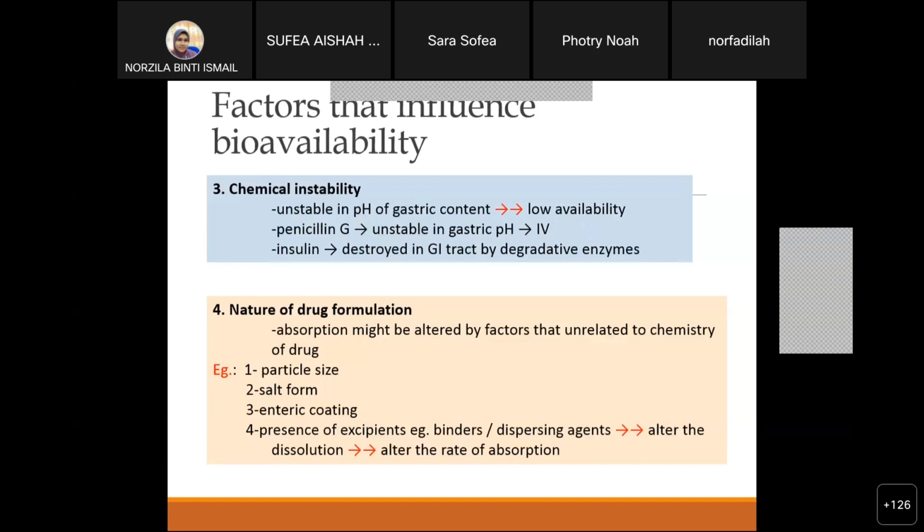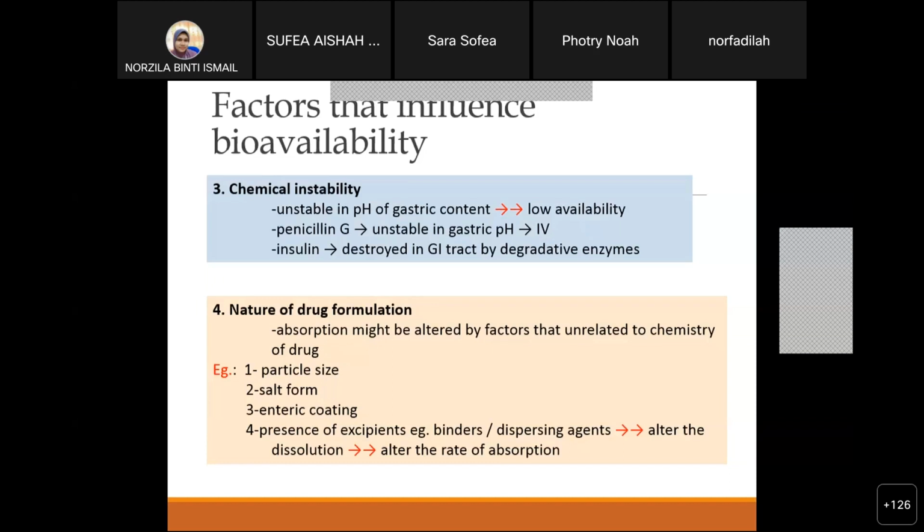Okay, penicillin G is unstable in gastric pH, so penicillin G is available only in IV preparation. After this, you find out what type of penicillin can be taken orally. Okay? Your homework. Right, we have many types of penicillin. Okay, penicillin G is in IV preparation.